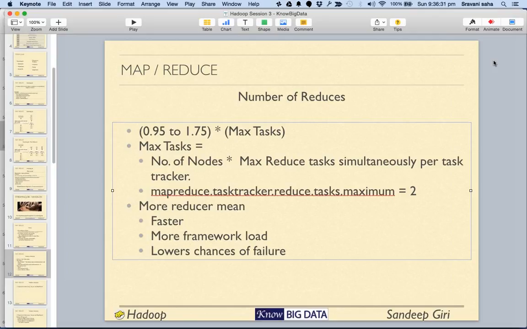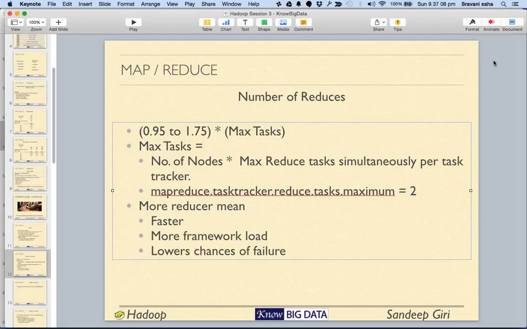Robert's question is, what is the max task again? If you have 10 computers, 10 nodes in your cluster, and you have installed the task tracker or node manager on all of these 10 nodes, by default all these task trackers can execute two tasks at a time. So the total tasks that can be executed on your cluster is 10 times 2, which is 20. That is your max tasks possible.